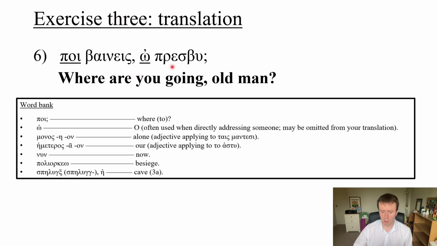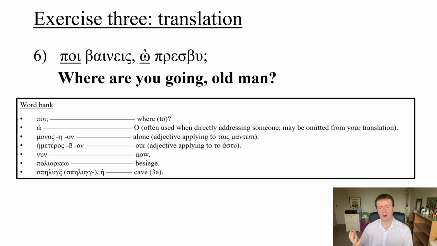And then we have or presbu. Let me say first of all that presbu is vocative singular, which we know from the ending u, which for 3 e nouns of the second kind is the vocative singular ending. And now, what about this or here? In an actual Greek text, it would have a circumflex above it, okay, just so you know, but or means o. And as I've put in the word bank, it's often used when directly addressing someone, but it may be omitted from your translation. This is because in English we don't really say oh now when we're addressing somebody. So literally, this says, where are you going, oh old man?